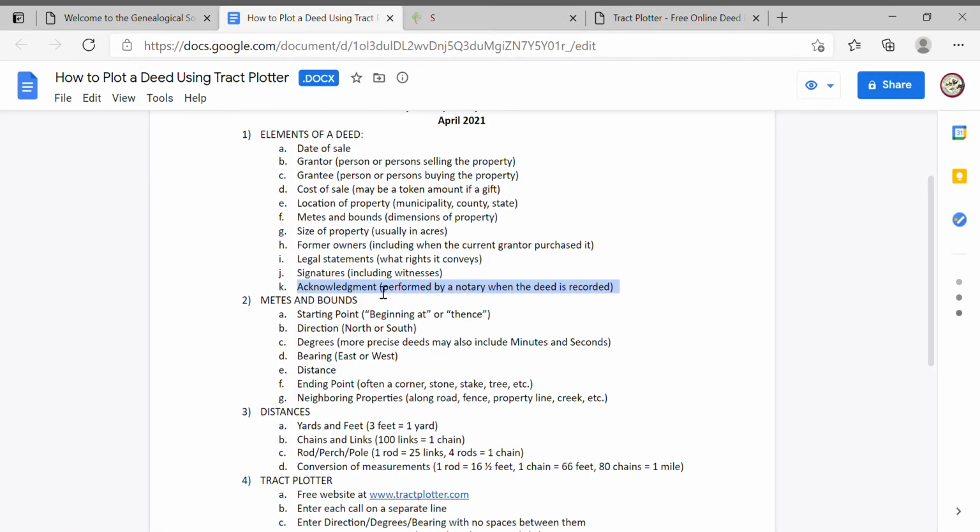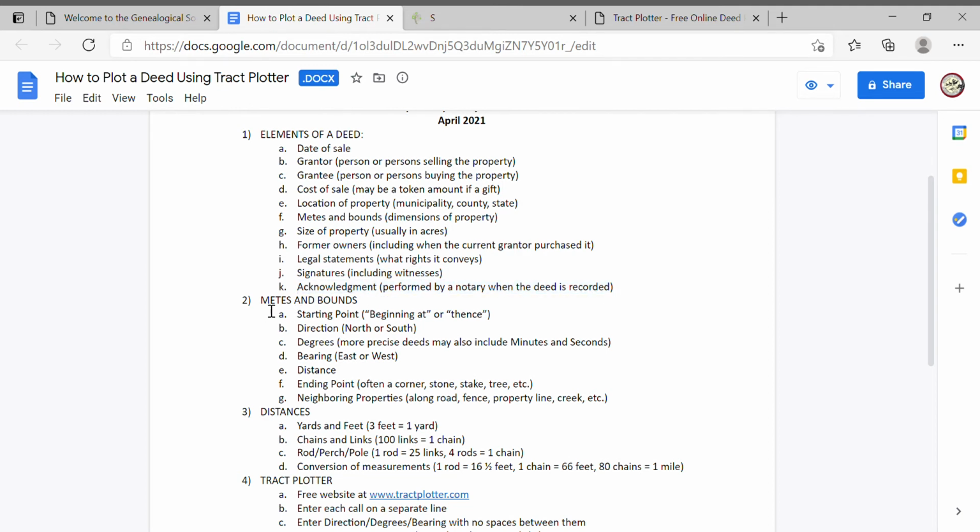So that gets us through the acknowledgement. And that's the elements of the deed: the date of the sale, the grantor, the one selling it, the grantee, the one buying it, the cost of the sale, the location of the property, the metes and bounds, which we're going to get into in a minute. Those are the dimensions of the property. The size of the property, usually in acres, the former owners, including when the current grantor purchased it, legal statements, what rights are conveyed, signatures, including witnesses, acknowledgement performed by a notary when the deed is recorded.